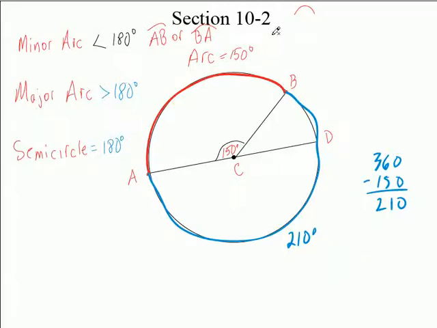Again, this is just a continuation of 10-2. So we talked about the minor arc being less than 180 degrees, and we said that you put the symbol over it and you use 2 points. You could go AB or BA. That doesn't make any difference. Kind of like line segments. Remember that? So it's kind of the same deal.